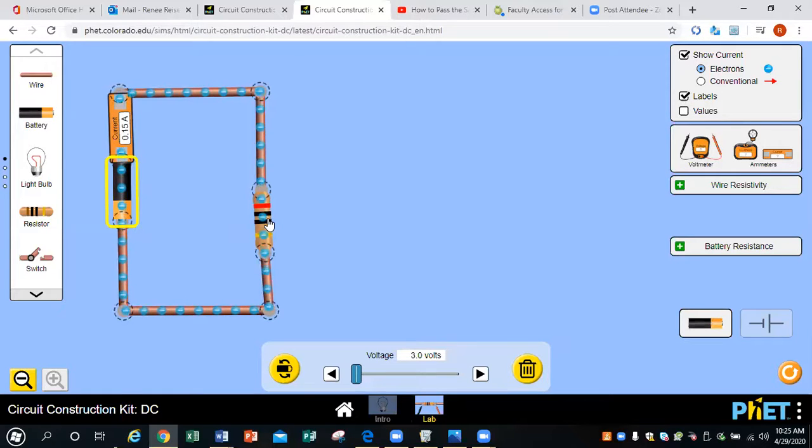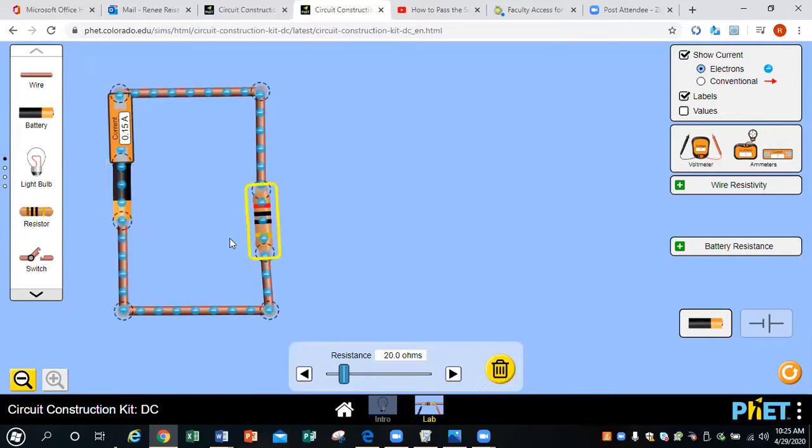Now, everybody looking at the computer simulation, look what happens when I change my resistance. What's happening? When we get on the application, is it intro or lab? I'm sorry, say that again? Is it intro or lab when we get on it? It should be lab. Yeah, go to lab. You should go to lab.